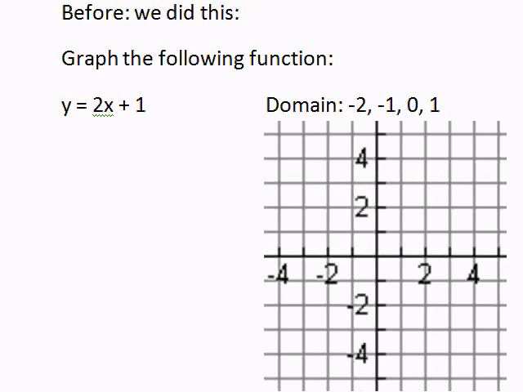In the past, we graphed an equation that looked like this. Y is equal to 2x plus 1, and our domain was negative 2, negative 1, 0, and 1. In order to graph it, I'm going to review this real quick.